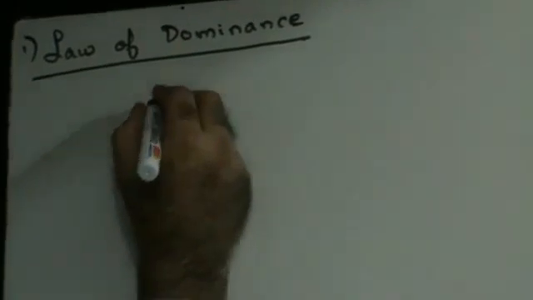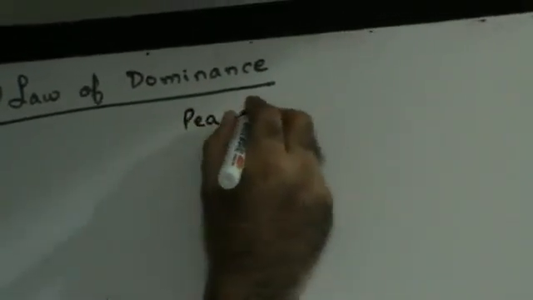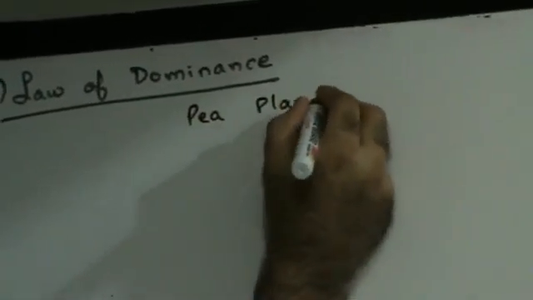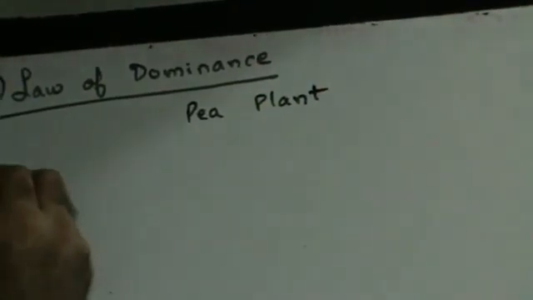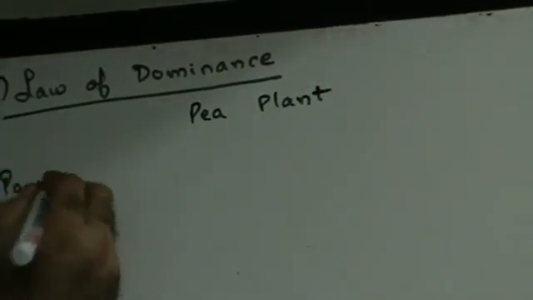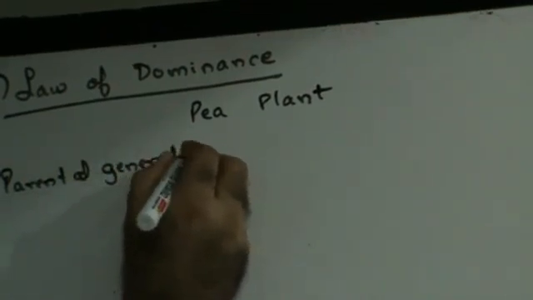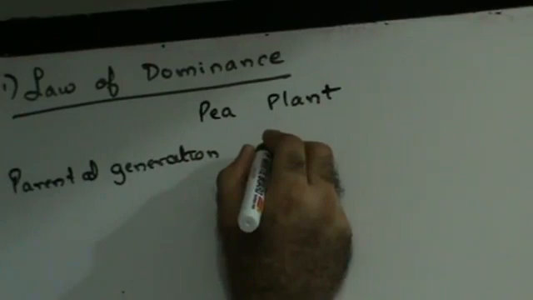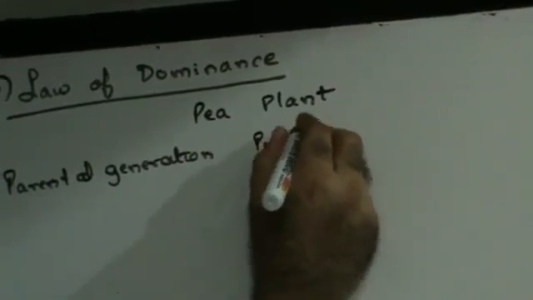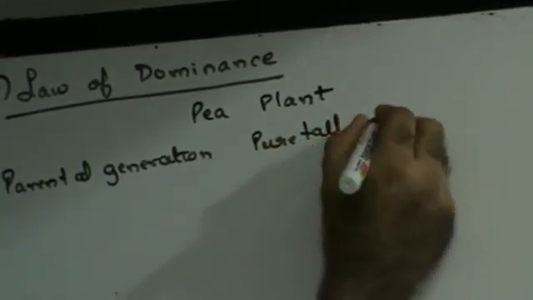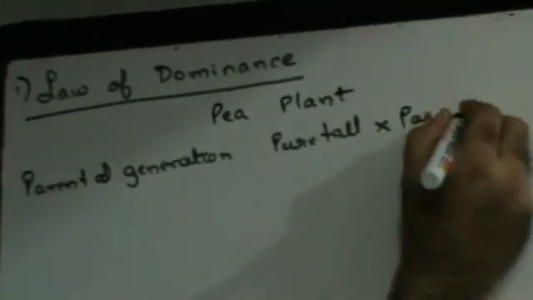Now, the law of dominance says that, suppose for example, first let me explain the law of dominance to you. Let's consider two contrasting characters in a pea plant. Let's take the parental generation. Let's consider pure tall and do a cross of it with pure dwarf.